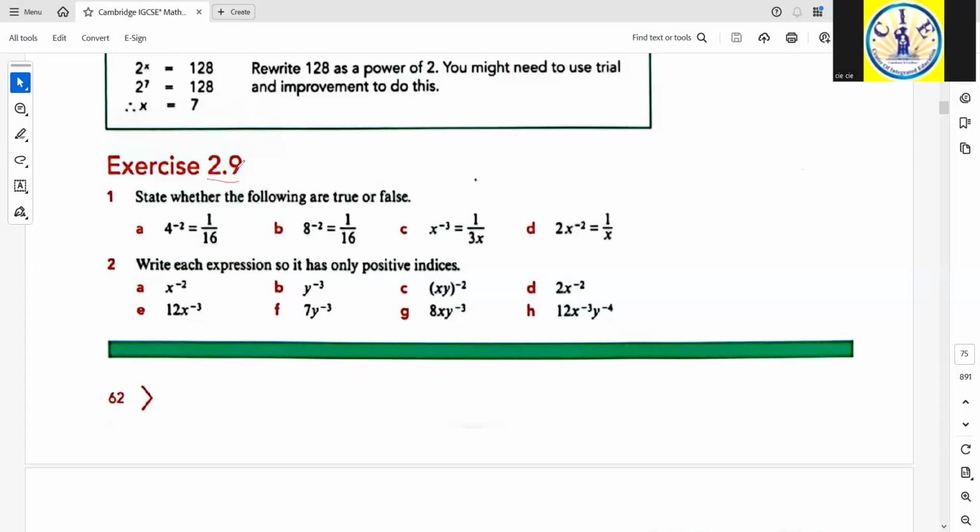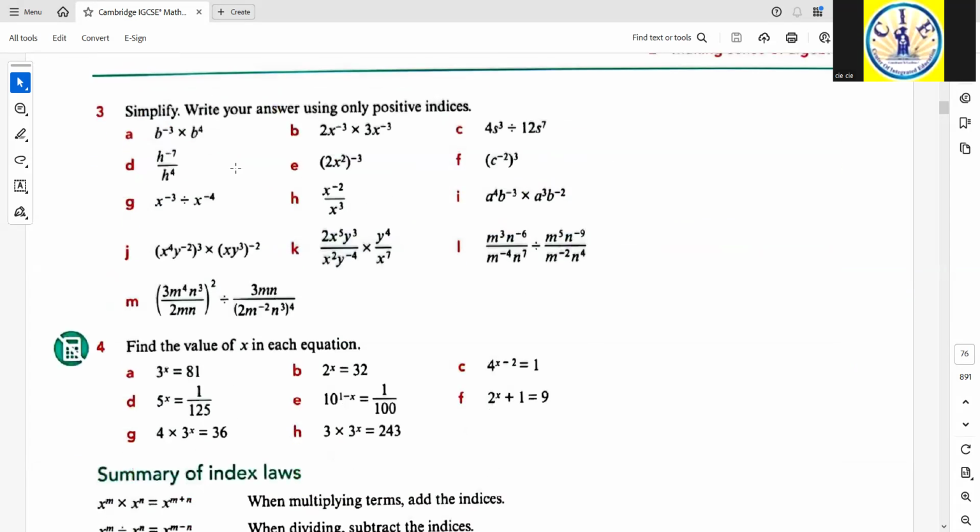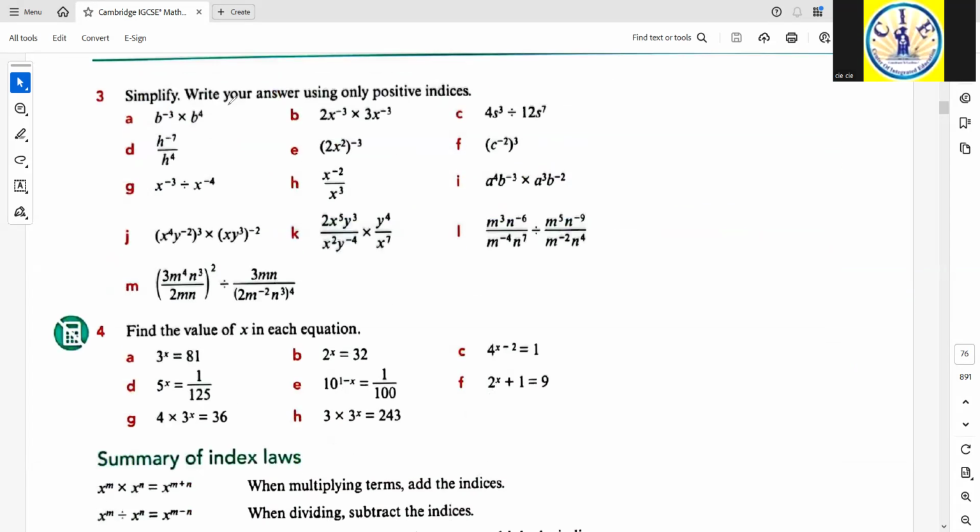This is exercise 2.9 and now we are going to solve its question number 3 and 4. In question number 3, simplify, write your answer using only positive indices. So in part A, this will give us b raised to power negative 3 plus 4, which is b raised to power 1, and the answer is b.